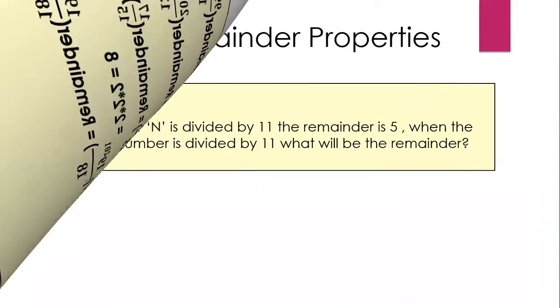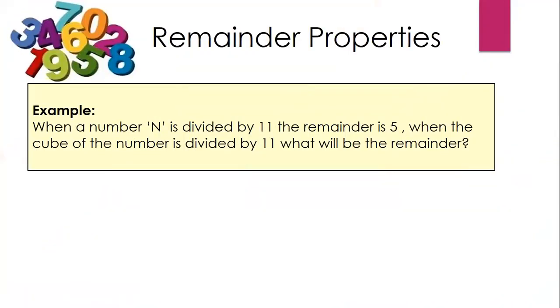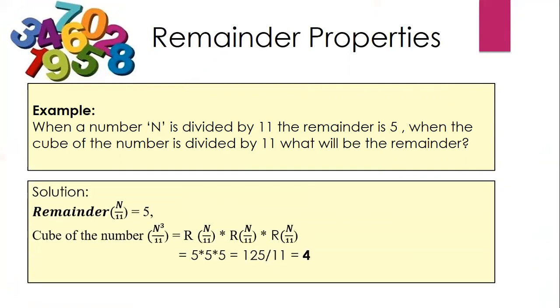So now we see an example. When a number n is divided by 11, the remainder is 5. When the cube of the number is divided by 11, what is the remainder? So now we'll see. We know the remainder of n by 11 is equal to 5. So for the cube of the number, I can use the product rule. So remainder of n by 11 into remainder of n by 11 into remainder of n by 11, which means 5 into 5 into 5. I cannot say that 125 is my remainder because 125 is greater than my divisor. So I need to again divide by 11. So 125 divided by 11, the remainder is 4.